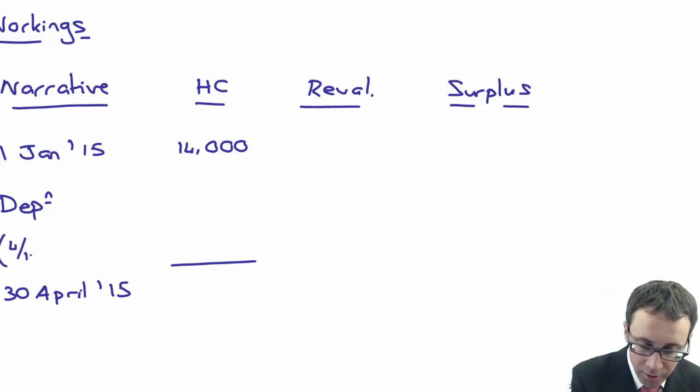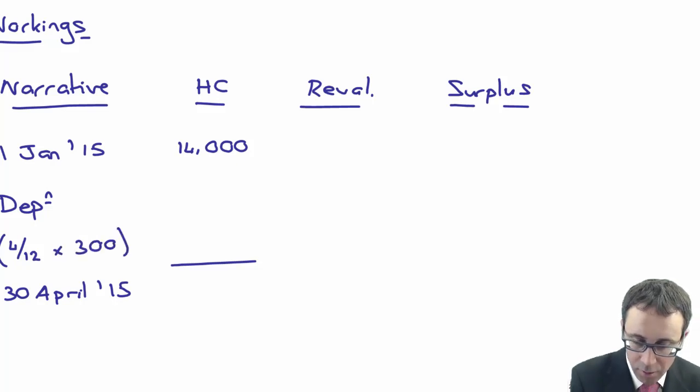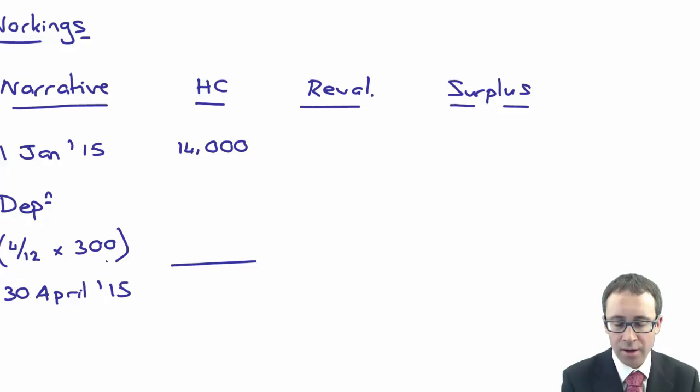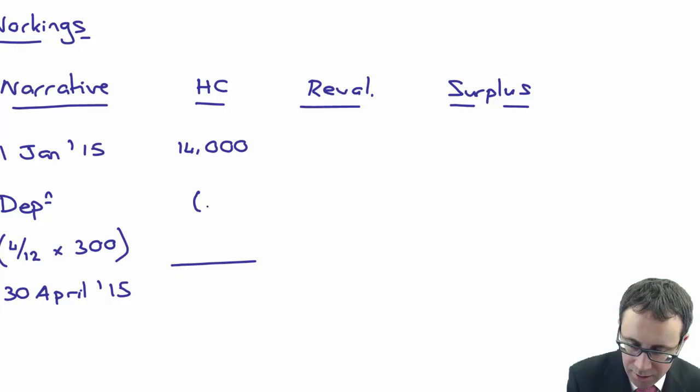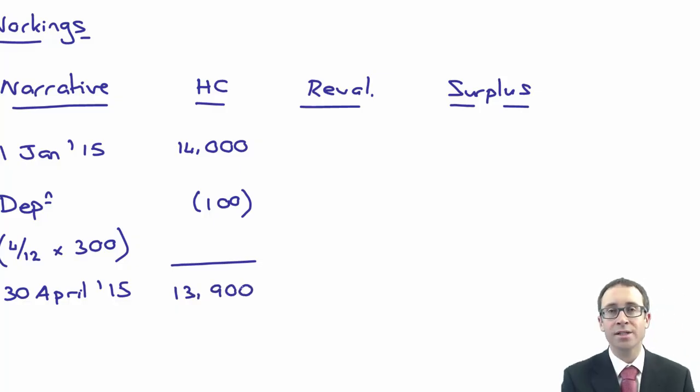So we need 4/12 of the 300. So does that go through there? And 4/12, is that the same as a third? I think it is, isn't it? So that gives me 100. If I do that, that brings me down to 13,900, isn't it?